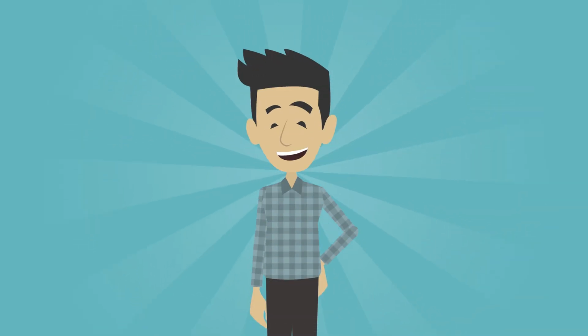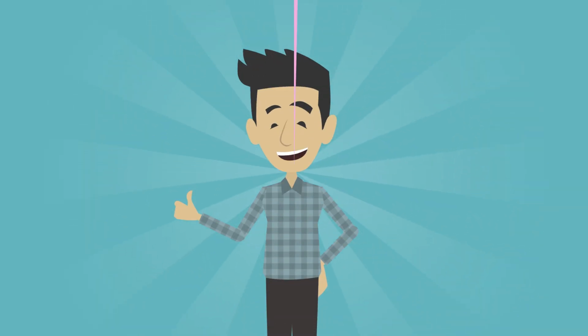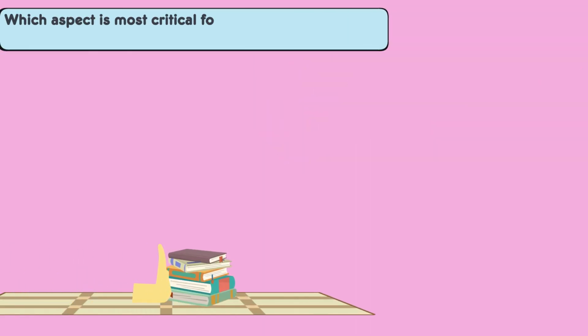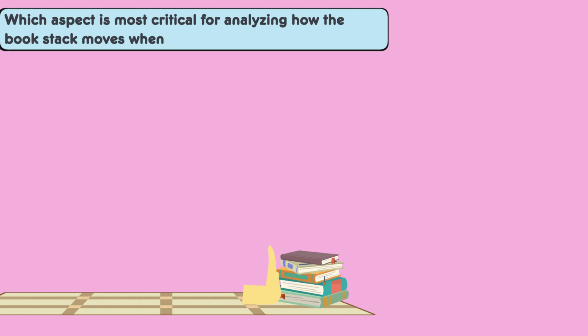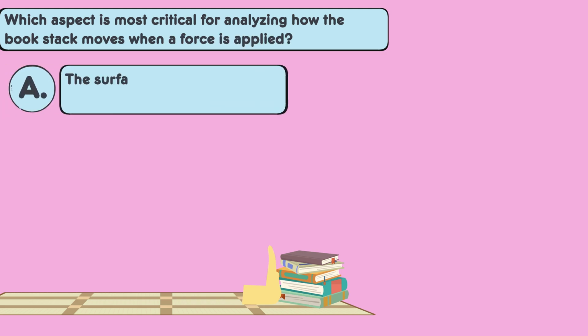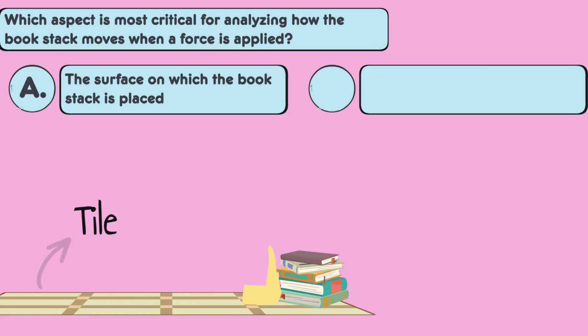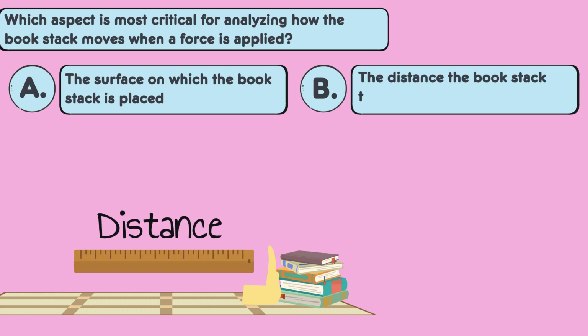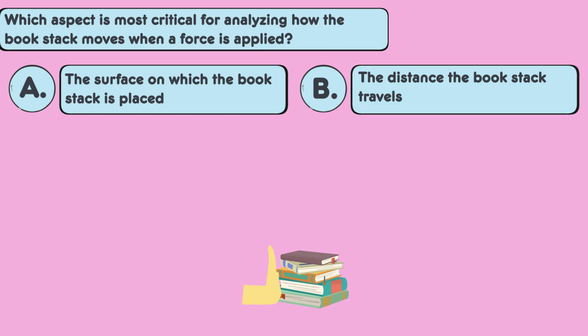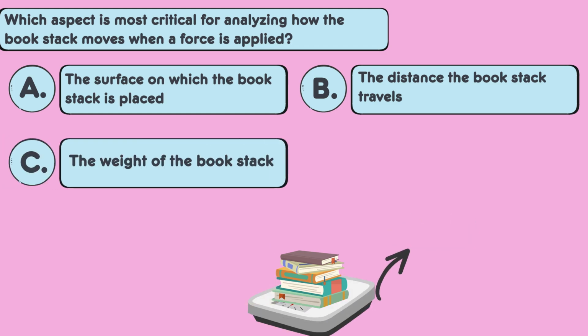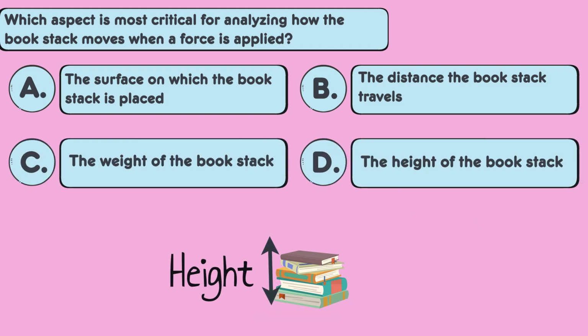Now let's evaluate our understanding with a key question. Which aspect is most critical for analyzing how the book stack moves when a force is applied? A. The surface on which the book stack is placed. B. The distance the book stack travels. C. The weight of the book stack. D. The height of the book stacked.